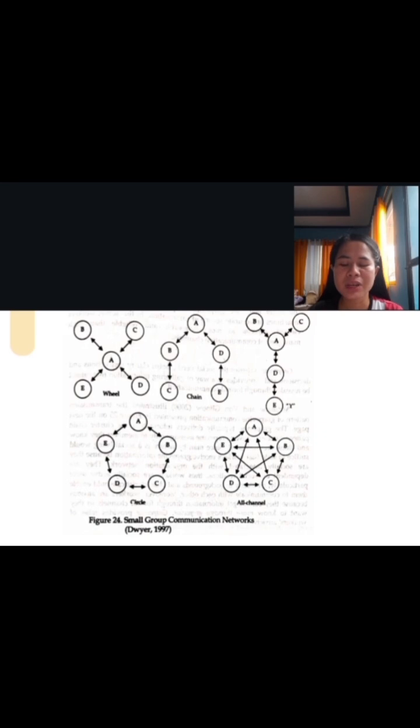Circle. In circle communication network, information flows within a group in a circular manner, where individuals can only communicate with the people immediately next to them. In all channels network, an all-channel network in communication is characterized by open informal communication where anyone can communicate with anyone else in the group. Muna siya katong free flow of information ang katong any members can communicate sa other members. Example, a team project where all members can directly communicate with each other about tasks, progress, or concerns.